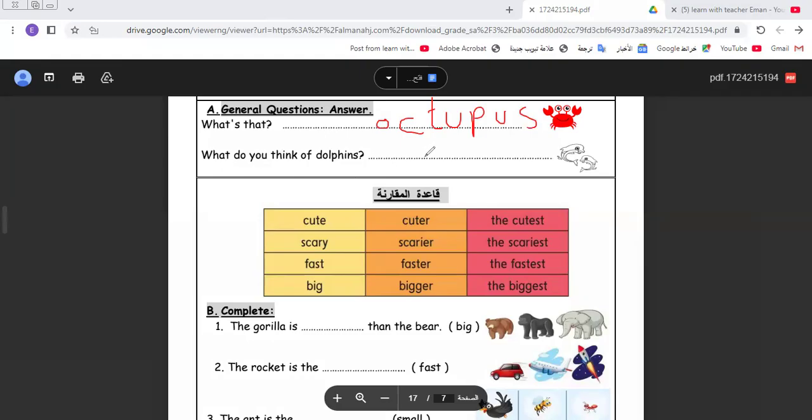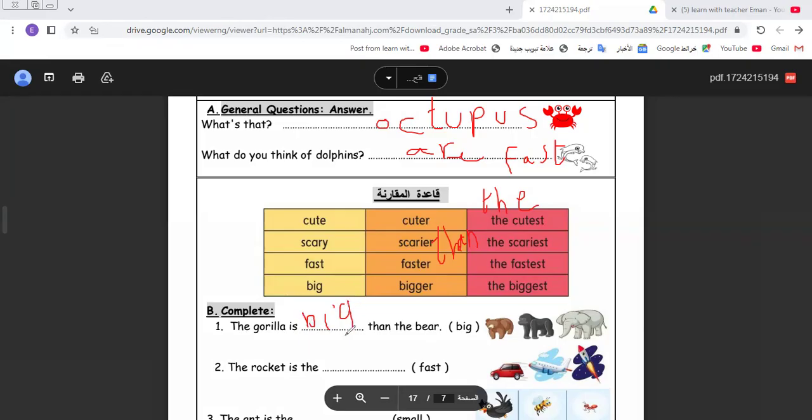What do you think about dolphins? Dolphins are fast. Okay, we say here are fast. Here we say cute, cuter, the cutest. Scary, scarier, the scariest. Fast, faster, the fastest. So here we put than when we compare between two things, when we compare between more than one thing, we put the like this. Okay, here is the gorilla, then the bear, but the gorilla is bigger.